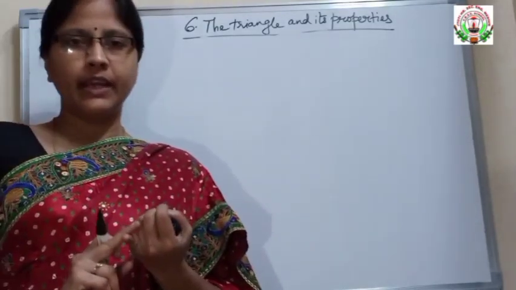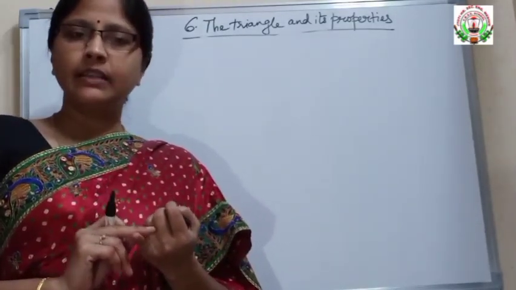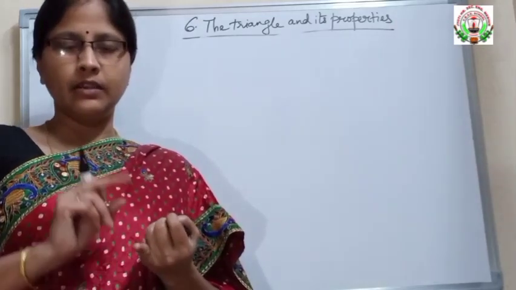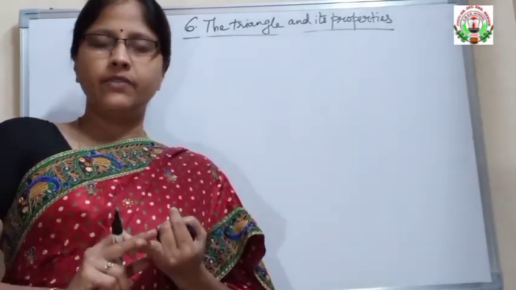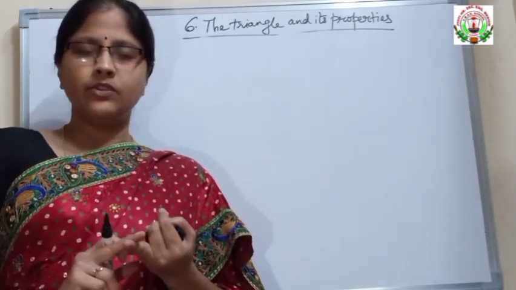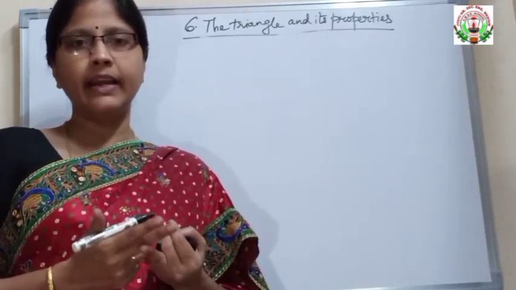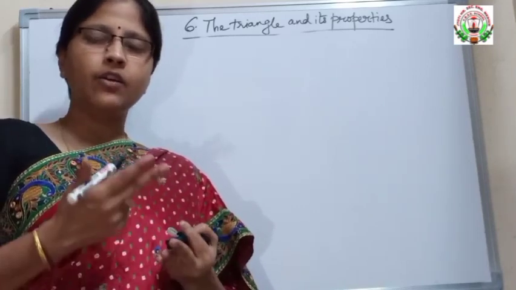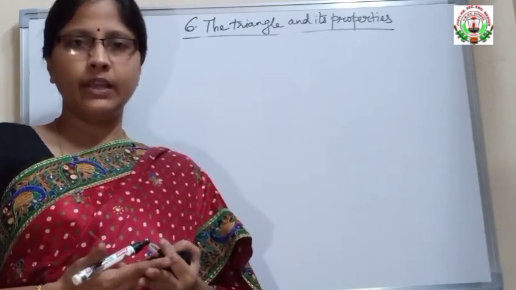One is scalene triangle, where the 3 sides of the triangle are of different lengths. Next, second one is an isosceles triangle. In an isosceles triangle, 2 sides of the triangle are equal. Next, third one is an equilateral triangle where all the three sides of the triangle are equal.